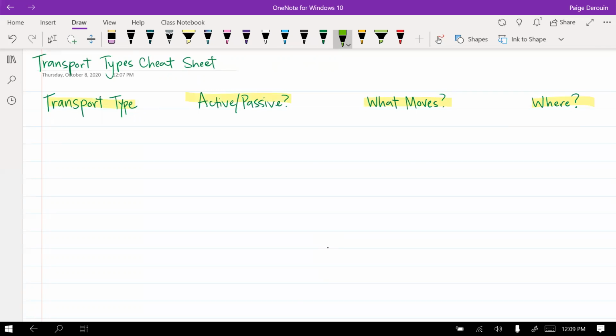And we're gonna start with our simplest one, which is diffusion. Okay. So we talked about this in our check-in, but diffusion, active or passive? Passive, right? No energy needed. So this is passive.